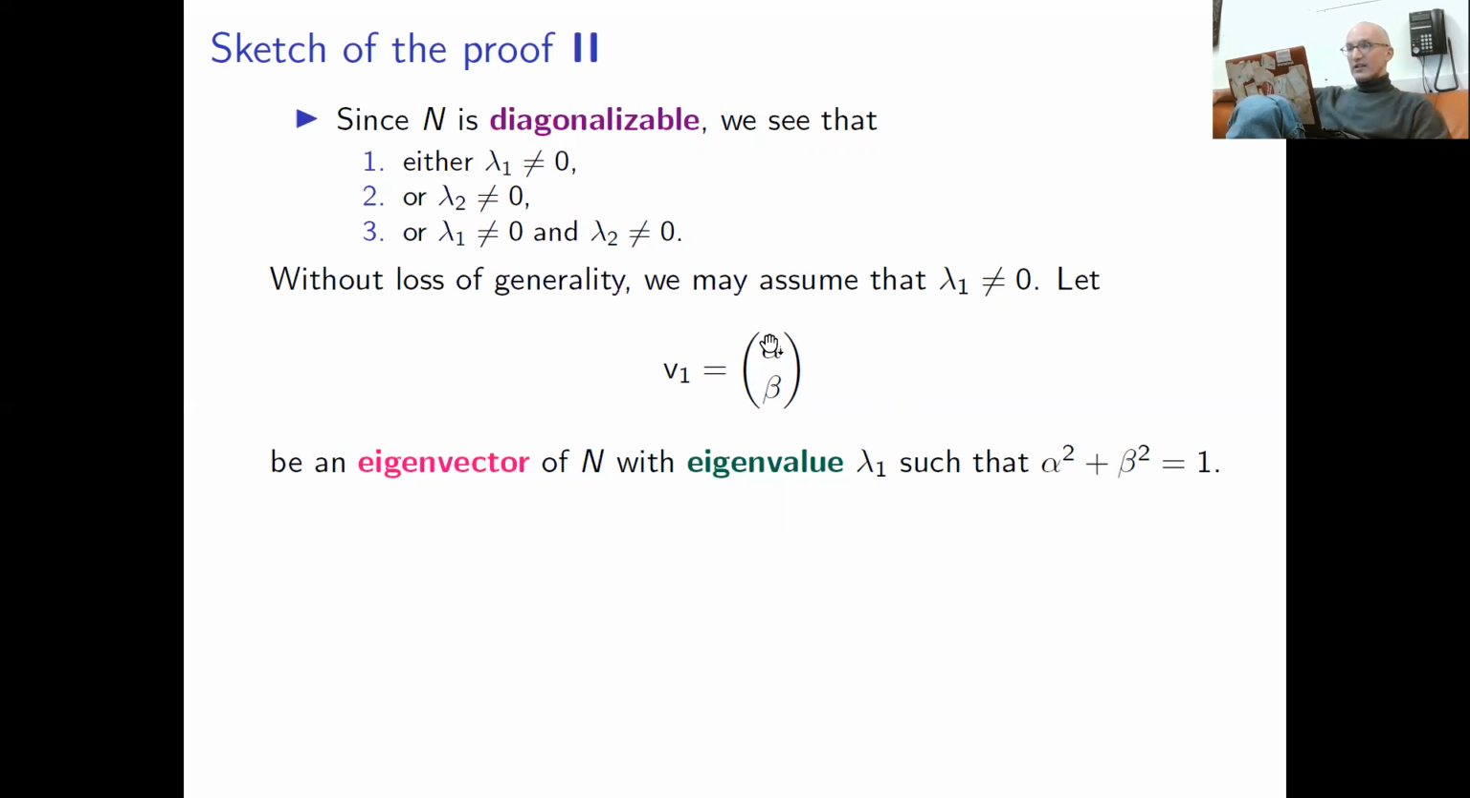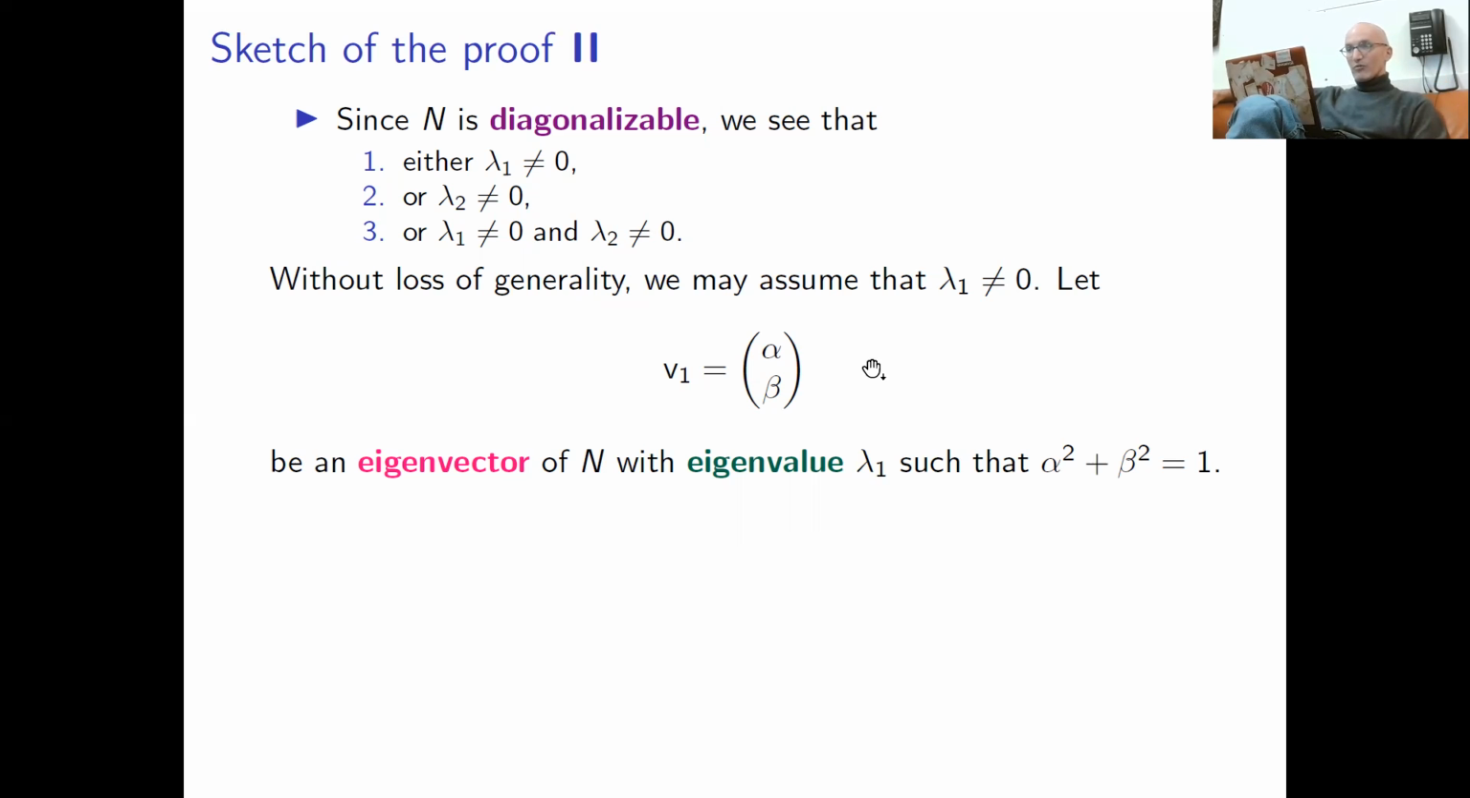So we choose v1 to be an eigenvector with eigenvalue lambda 1, such that alpha squared plus beta squared is 1. You just take any eigenvector and multiply it by 1 over its length, and you get a vector like this. Then, as we already mentioned in the previous part of this lecture, we're able to find the second eigenvector for this matrix, which is orthogonal to this. Moreover, the two eigenvectors form an orthonormal basis.